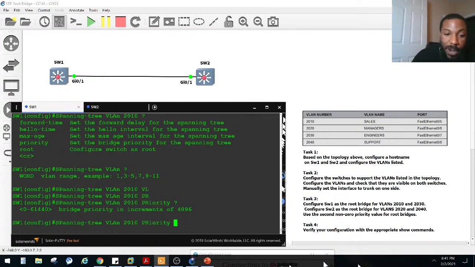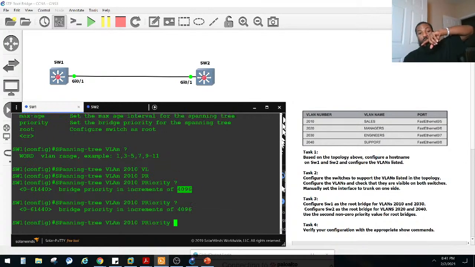And as you can see right there, bridge priority in increments of 4096. So the first priority is 0. So you can set it as 0. That'll make it the root switch. The second non-zero priority. Y'all see that? That is a tricky one right there.